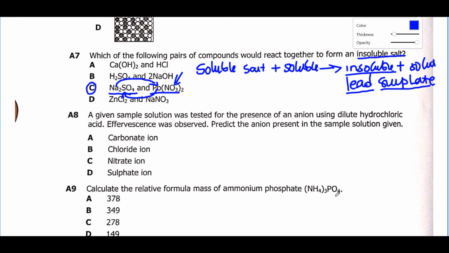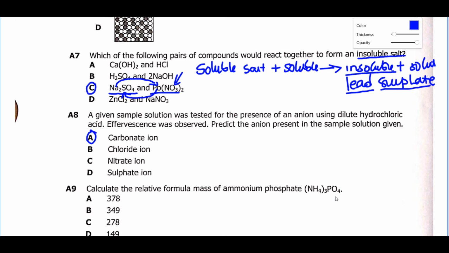Question number 8. A given sample solution was tested for the presence of an ion using dilute hydrochloric acid. If effervescence was observed, predict the ion present in the sample solution given. This topic is where we look at qualitative analysis, where you need to look at how to identify the ion. Based on what we are taught here, we can use the carbonate ion. So we are going with A.